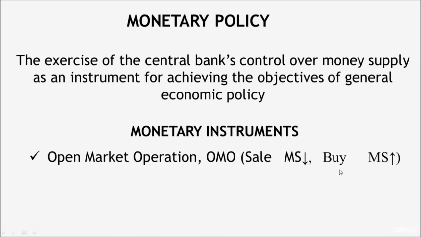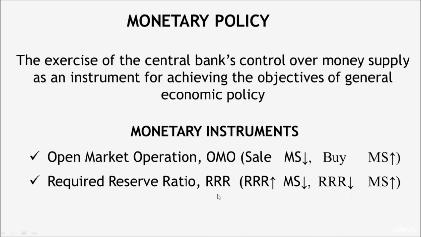The second instrument is required reserve ratio. All the commercial banks are to maintain a minimum reserve with central bank on their deposits. The rate at which the reserve is maintained is called required reserve ratio, which is fixed by the central bank. If the required reserve ratio is increased, it means commercial banks are to maintain more reserve on deposit, and thus availability of fund for doing business will fall, which refers to fall in money supply. And if central bank reduces required reserve ratio, commercial banks can utilize more fund and money supply rises.